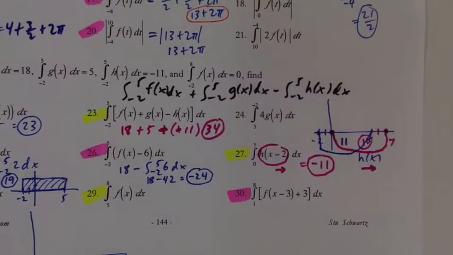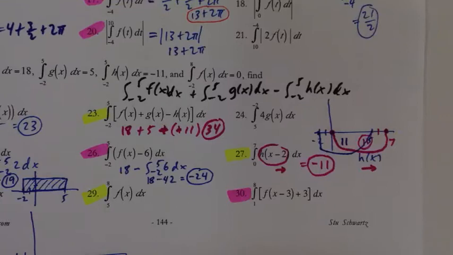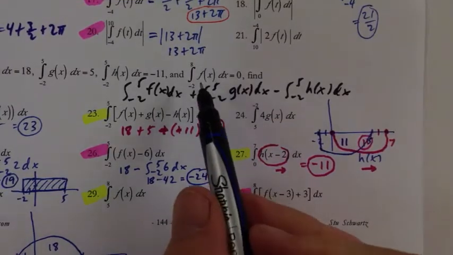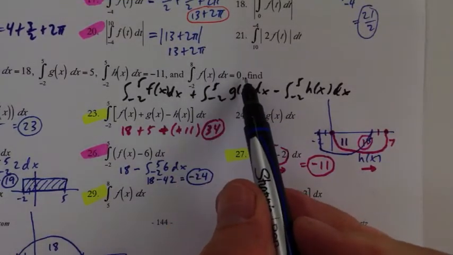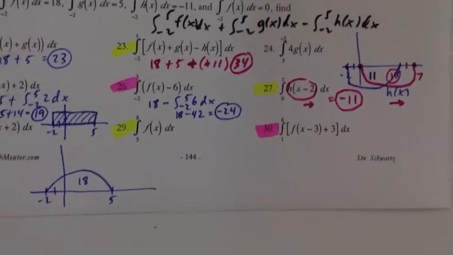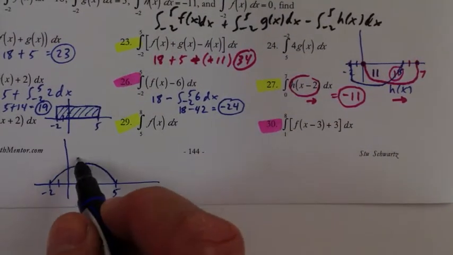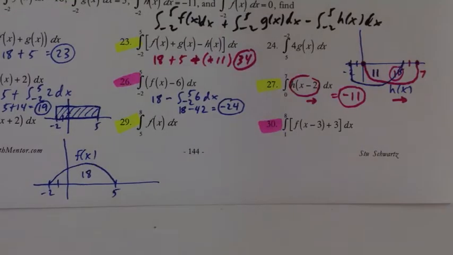Okay, from negative 2 to 5 is 18, so I'm going to write negative 2 to 5 there, and I'm just going to say that's my f of x, 18. It also gives us that negative 2 to 8 is 0. Oh, sorry, you couldn't see that. So this is our f of x. This is my version of f of x.